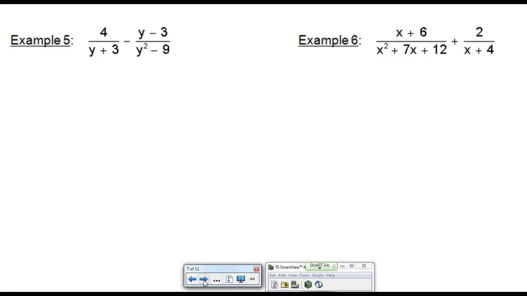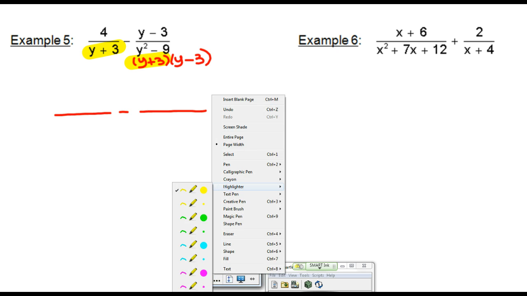Y plus 3 and y squared minus 9 are the two denominators, and I'm subtracting, so I need to get them to be the same. All right, I can't tell, so I'm going to factor. So that is a difference of squares, y plus 3 times y minus 3. And looking at the two denominators, I see that both have a y plus 3 group in it, and all I'm missing is a y minus 3 group in the first fraction.